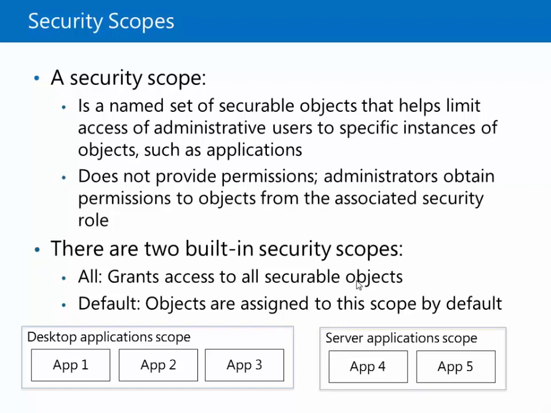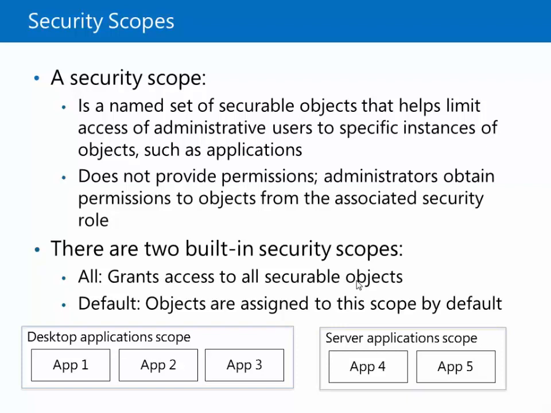So I will show the distribution point which he manages, which his clients are assigned. Clear? So that is nothing but your security scope. There are two built-in security scopes: one is All and Default. If you are using All, it grants access to all securable objects. If you are using Default, it is linked to whichever objects are assigned to that scope by default. By default, whichever objects are linked, it will show all.